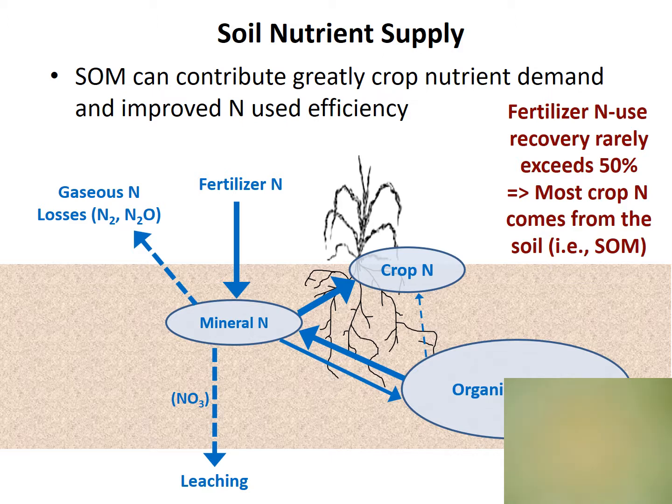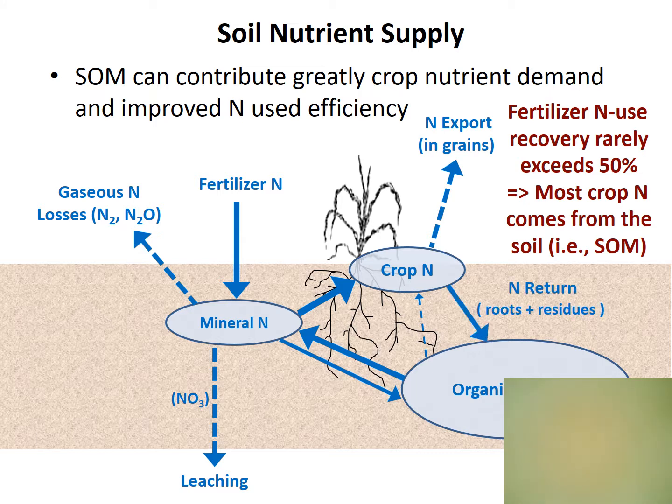Because we generally are applying based on what our export's going to be in our crop. And so that means that the rest of that nitrogen is coming from the soil organic matter and from those microbes that are potentially cycling old residues going in the soil. So when we export nitrogen off, we also return residues back to that organic matter pool, and that becomes available for potentially the next year to support our crop again, right? Does that make sense?